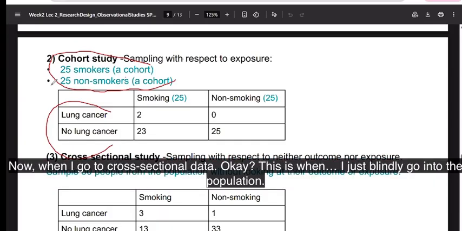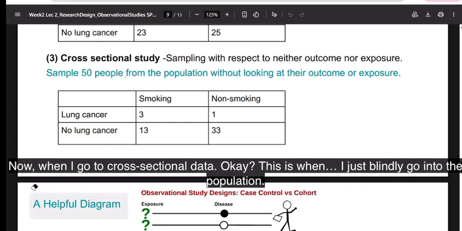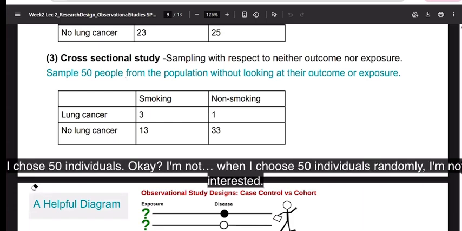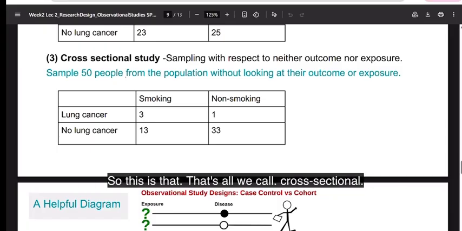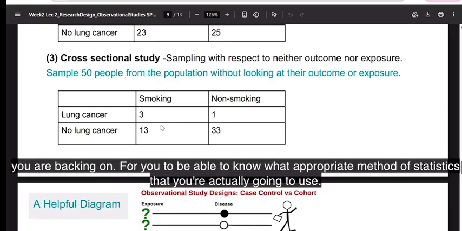Now, when I go to cross-sectional data, this is when I just blindly go into the population and choose 50 individuals. When I choose 50 individuals randomly, I'm not interested in whether they are exposed or have the disease; I only figure that out in the middle of the experimentation. That's what we call a cross-sectional study. So you need to know the type of study you are embarking on in order to know what appropriate method or statistics you are going to use.